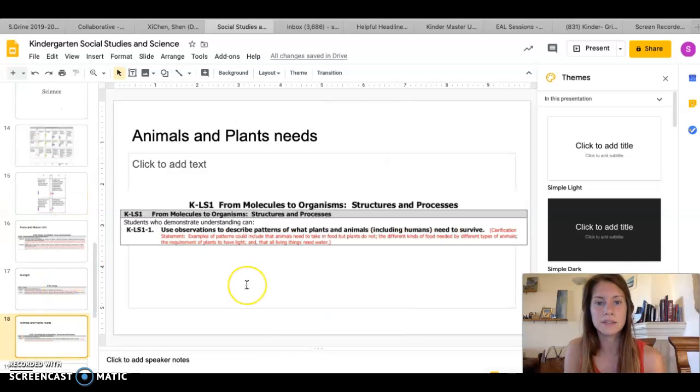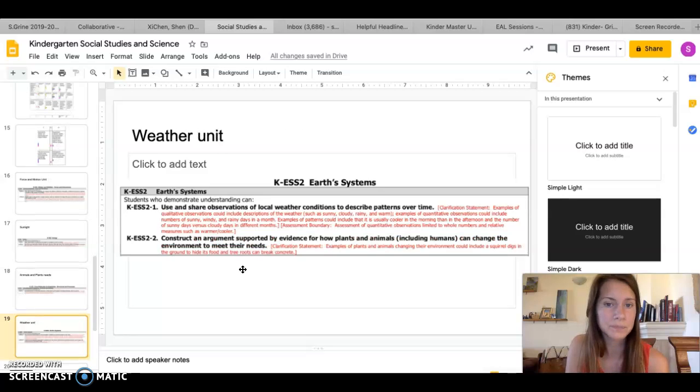Animals, plants, and needs. That's the tricky part, because here it does say they need to be using observation to describe the patterns of what plants and animals need to survive. But the way we teach right now is kind of just, here's a bunch of information. Okay, now talk about it. So we really should change the way we're teaching in this case to be more of an observation. Look at what they're doing, look at what they're eating, rather than just telling them the information, reading books about the animals like we did this year.